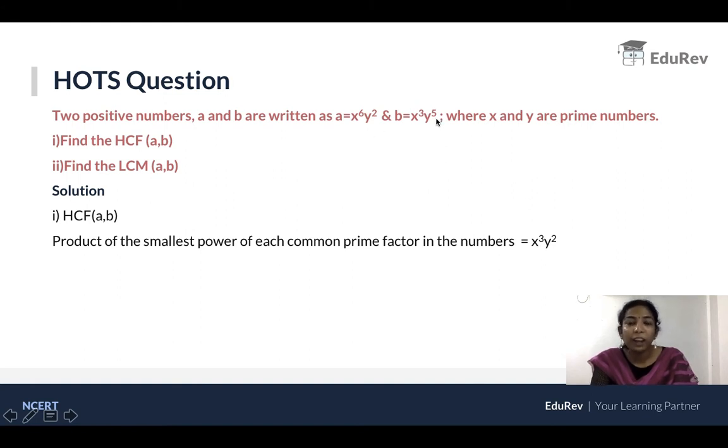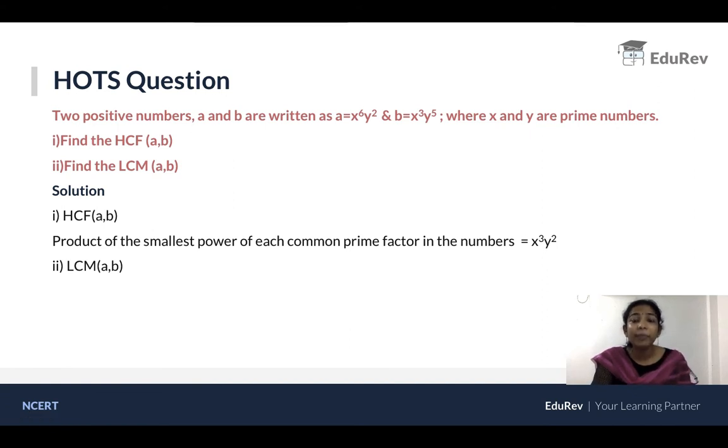Now come to y. Y square and y power 5. Which is the smaller power? Y square is the smaller power. So you will take that and multiply them. So it's x cube into y square, which can be simply written as x cube y square. Now our next task is to find the LCM of a, b.